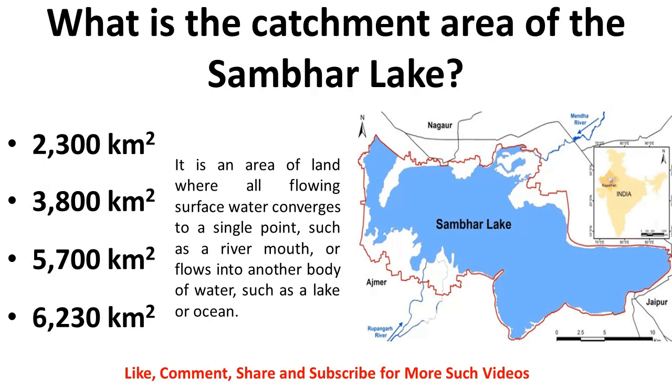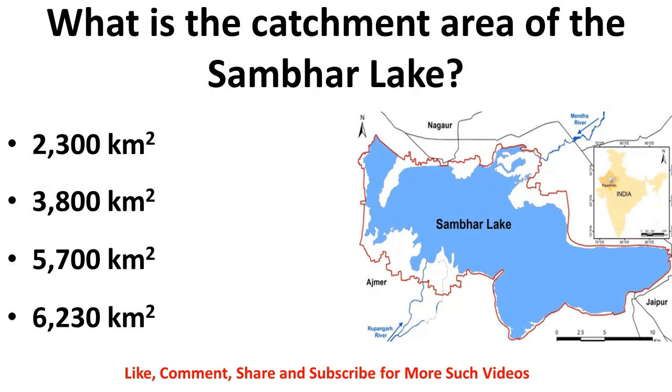So what is the catchment area of Sambar Lake? How much water, up to what area the water can be stored or caught in this lake? So the question is, what is the catchment area of Sambar Lake? The options are 2,300 km square, 3,800 km square, 5,700 km square or 6,230 km square. The correct answer is 5,700 km square.